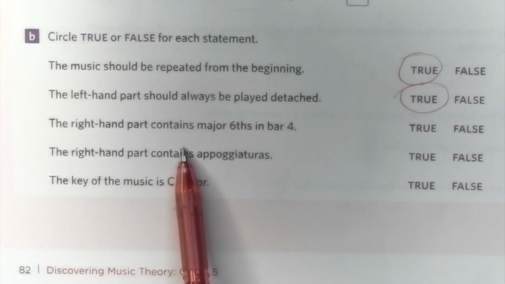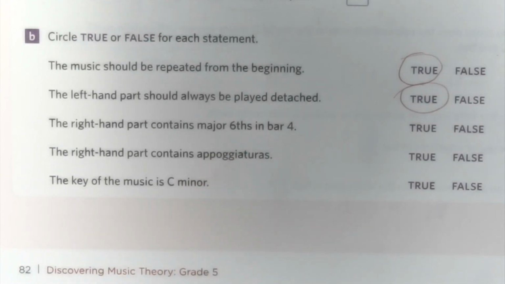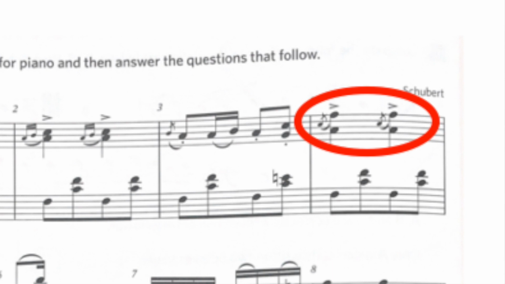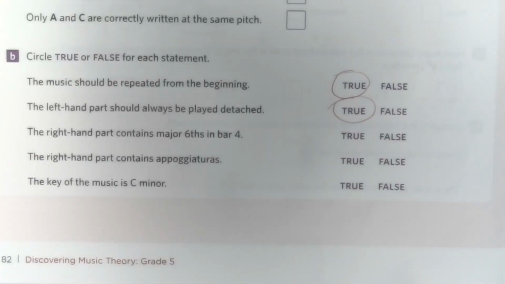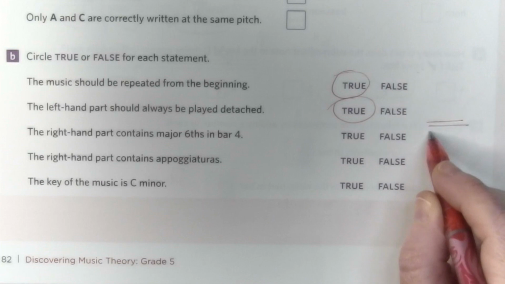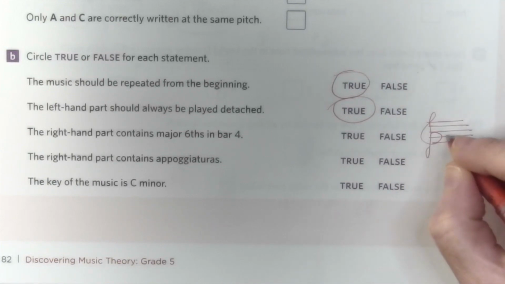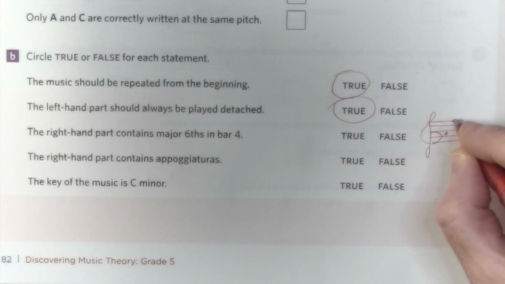The right hand part contains a major sixth in bar 4. So let's go to bar 4 and we have La flat and Fa. Now La flat and Fa, let me write it here. This is interesting. We have La flat and Fa, okay?